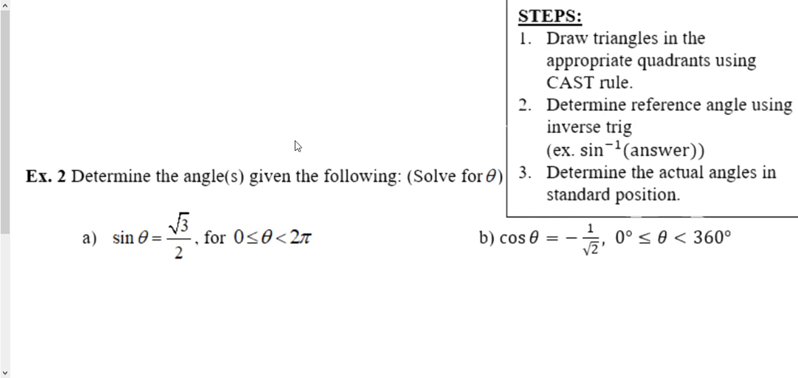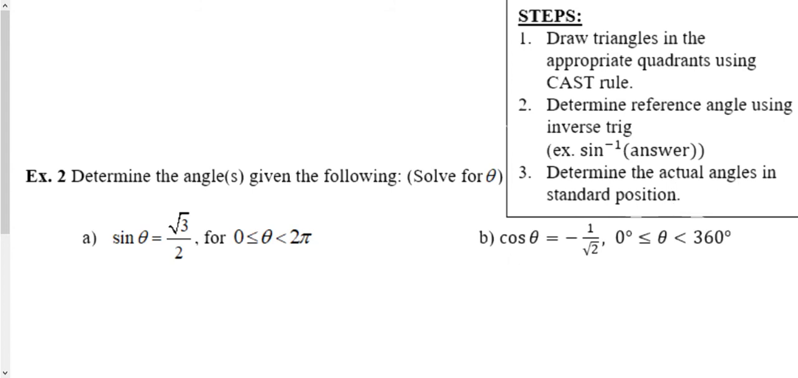In example 2, we have some steps that you may follow to help you solve for the angle. Notice here it says determine the angle, or angles plural, meaning that sometimes there might be more than one answer. Given the following, solve for theta. Step 1, draw triangles in the appropriate quadrants using the CAST rule. Then determine the reference angle using inverse trig, and then determine the actual angles in standard position.